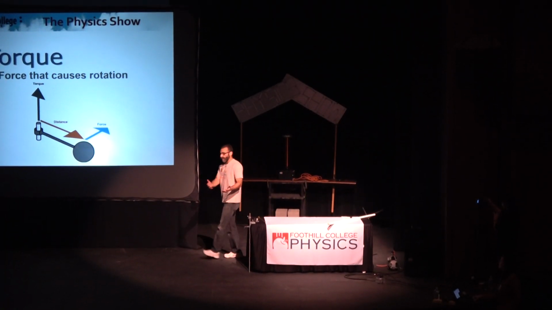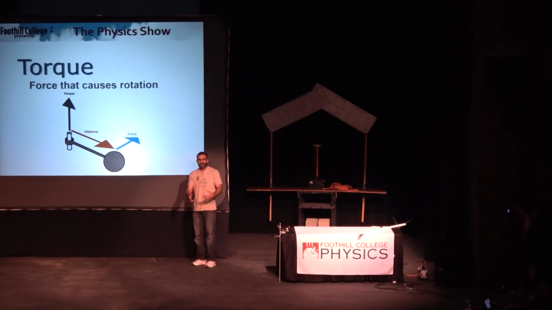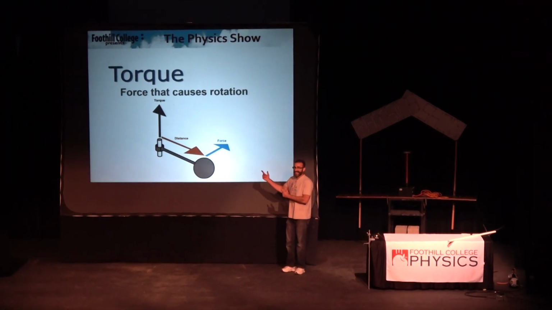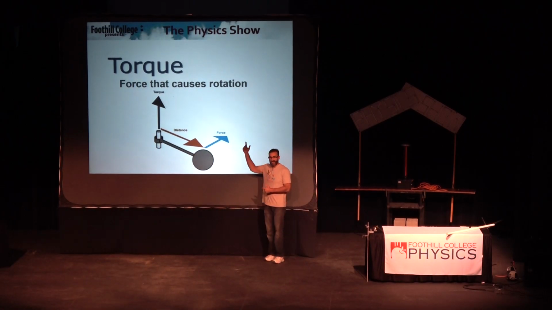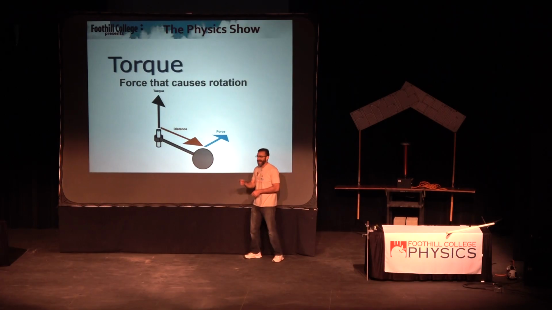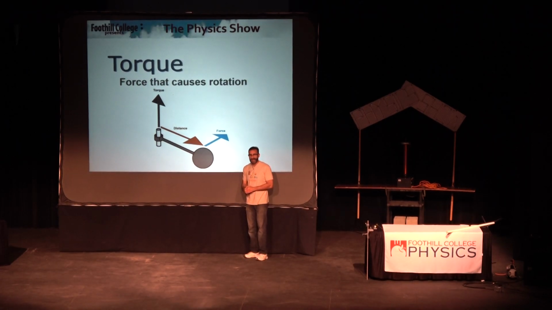So why did the wagon start to move earlier? Because we exerted a force on it. A force caused something to move. Why does something rotate? Because of a torque. It's a little bit more complicated than just exerting a force. It matters where we exert the force on the object.